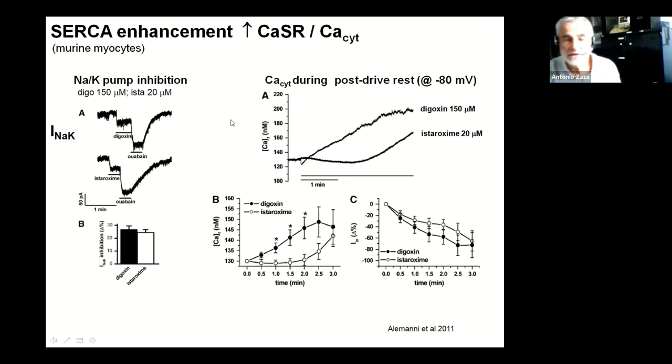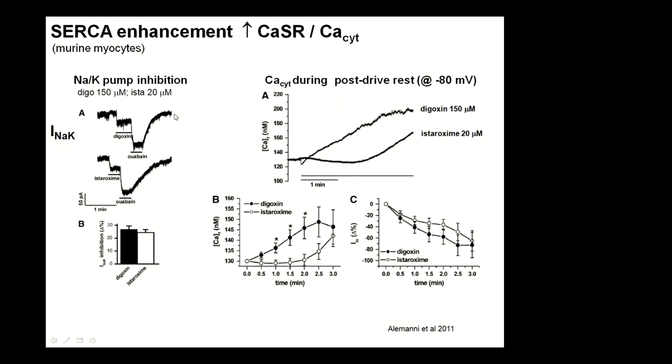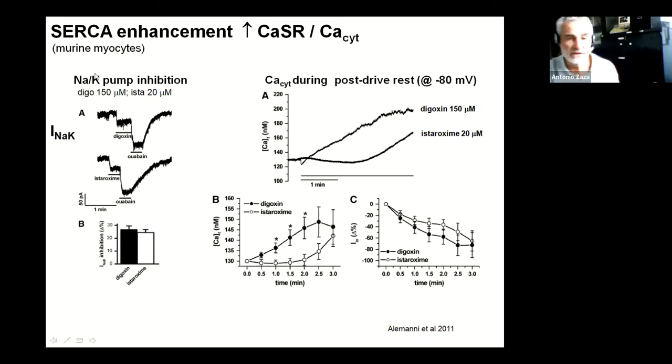In this experiment, we again used digoxin and istaroxime in a different species. Now it's murine myocytes. We first had to compare the two agents for the ability to inhibit the sodium-potassium pump. And in the mice it is different than in guinea pigs.